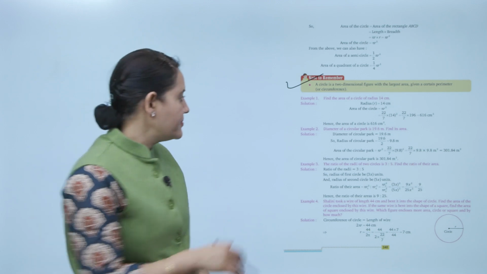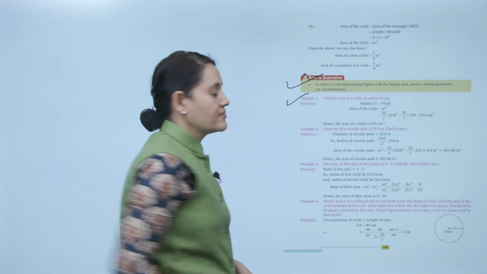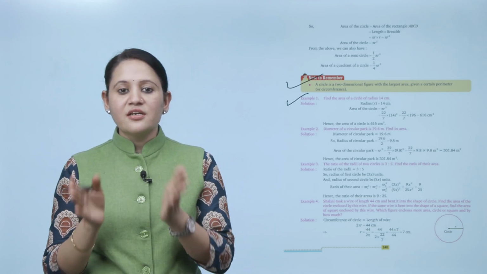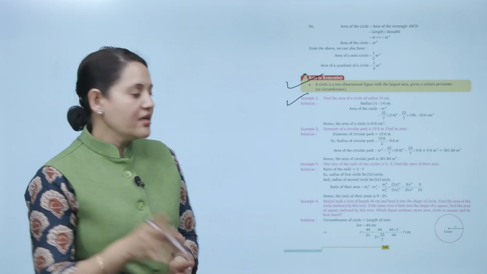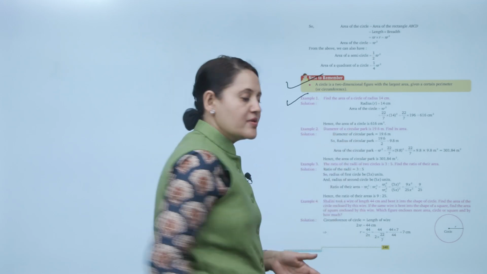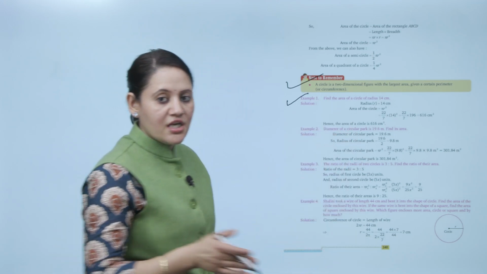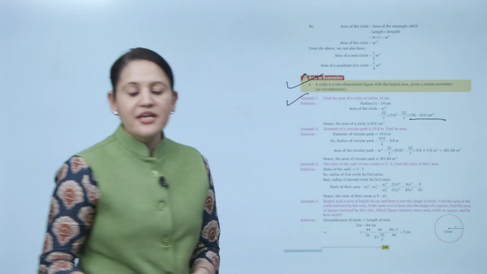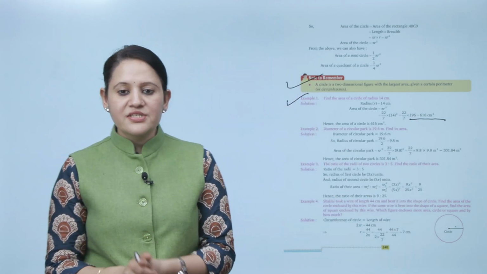Now we'll take an example. Find the area of a circle whose radius is 14 centimeter. So area of the circle, that is pi r square, in place of pi we will put 22/7 into 14 into 14. That is equal to 616 centimeter square. That is the area of the circle.